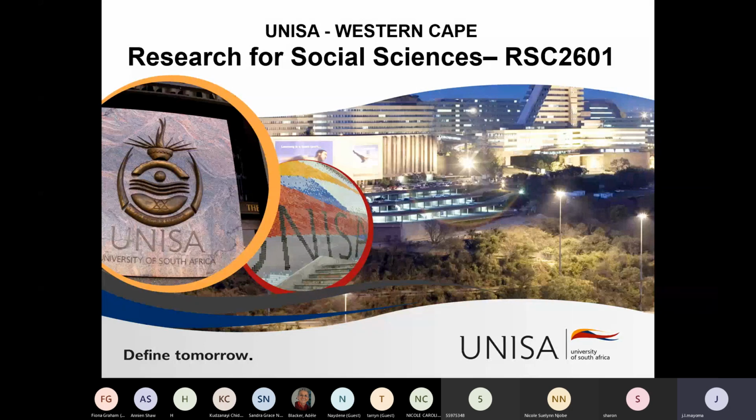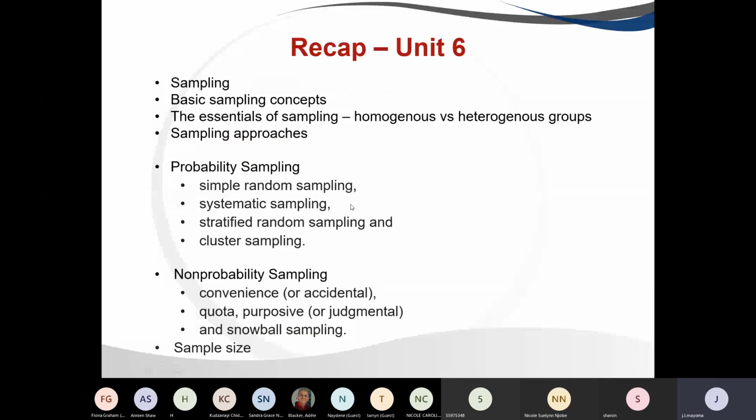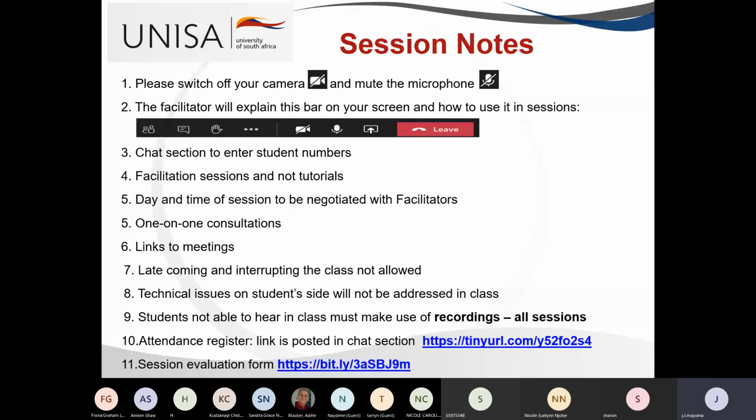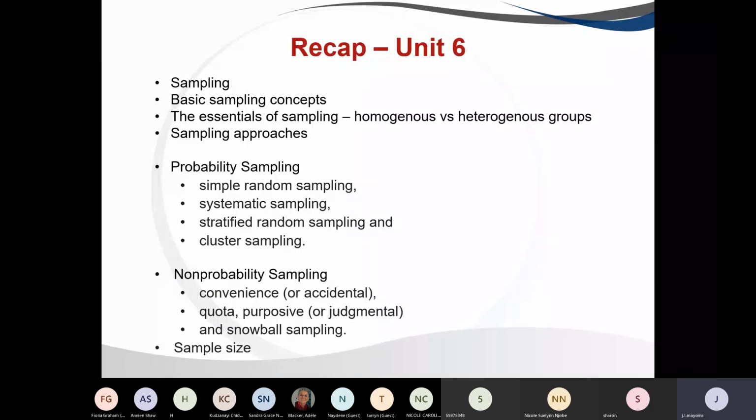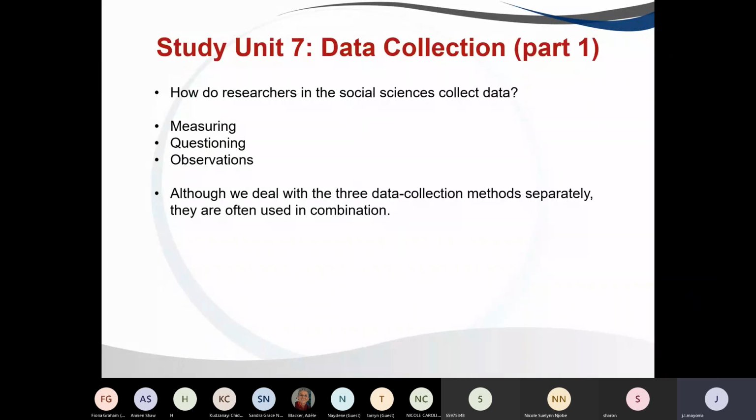And we will be continuing today with Unit 7. If you remember, last week on Thursday, we started off with Unit 7 and we talked about data collection. This was part 1, because the unit is so long and quite heavy, so we ended up splitting the unit into 2 sessions. So today is essentially part 2 of our study unit 7.